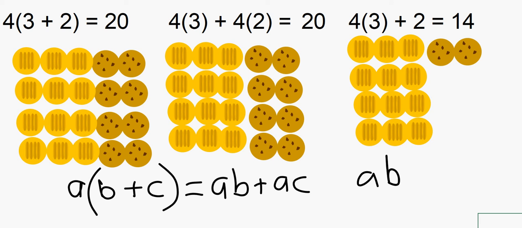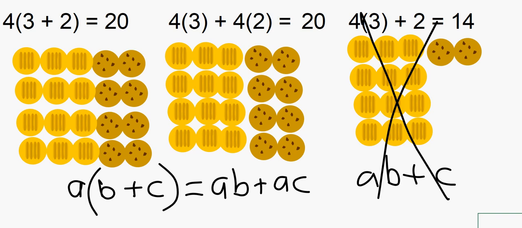A times B plus C is completely different. It's not the same thing. That's the distributive property, and it's very important as you go through algebra.